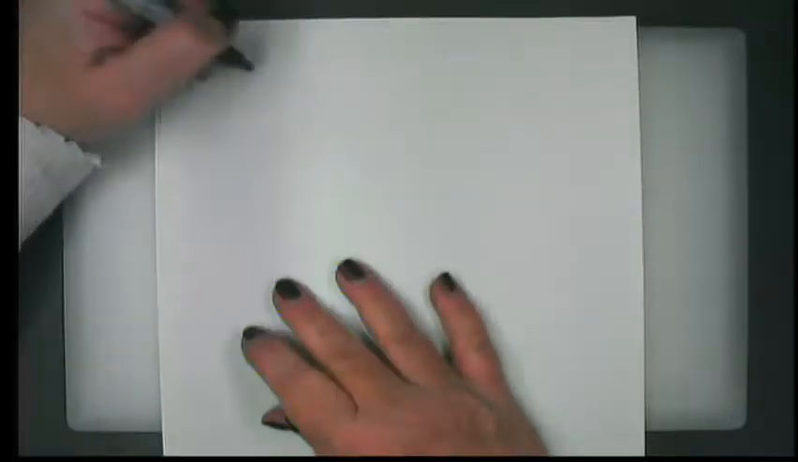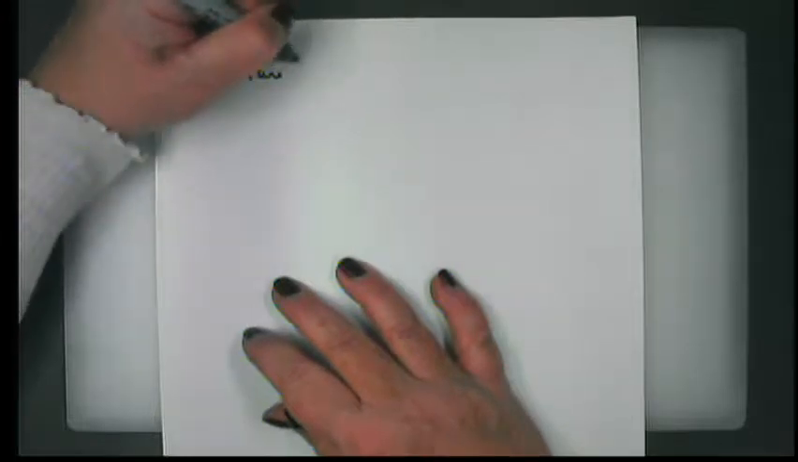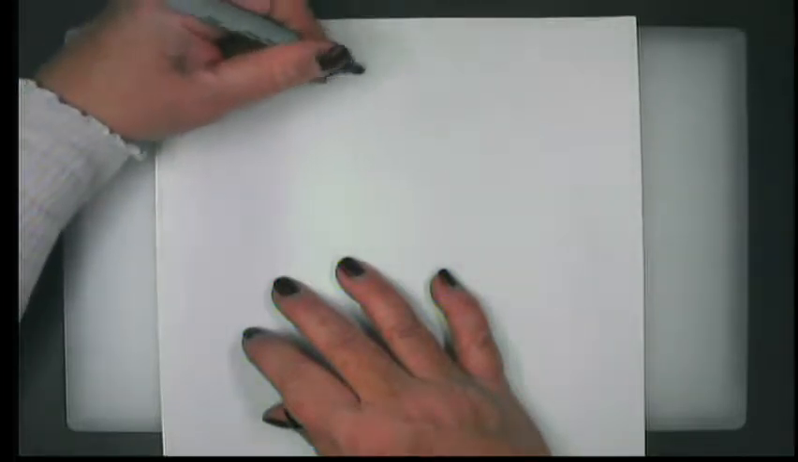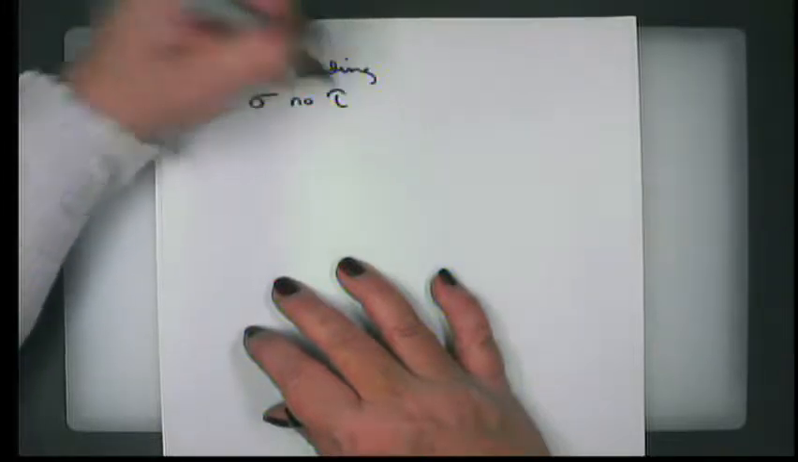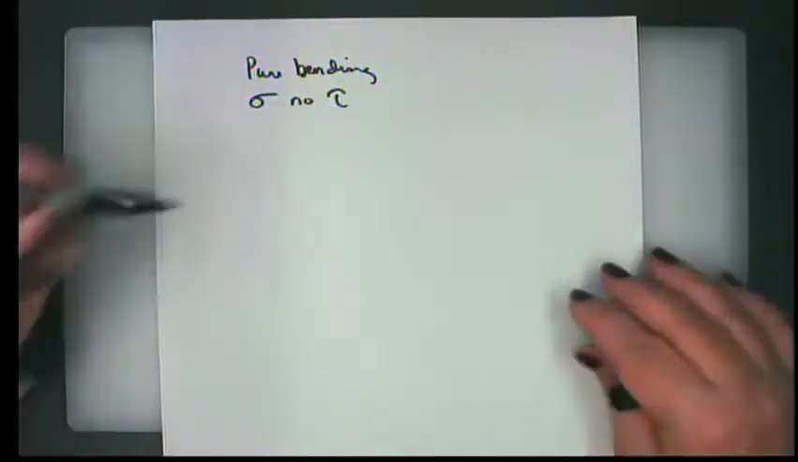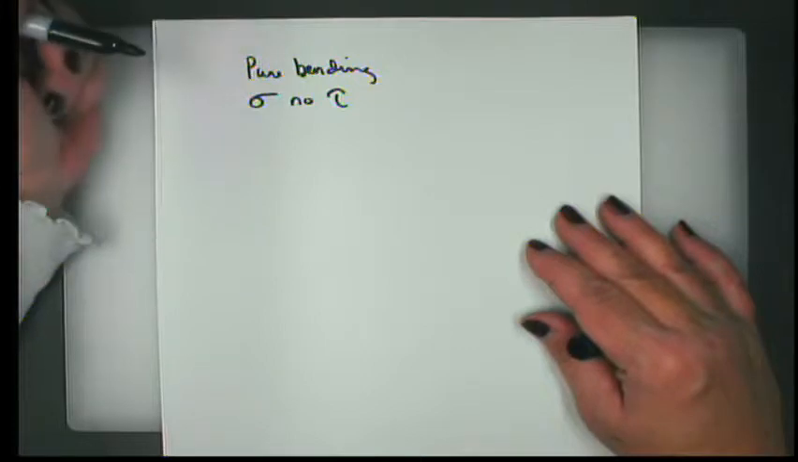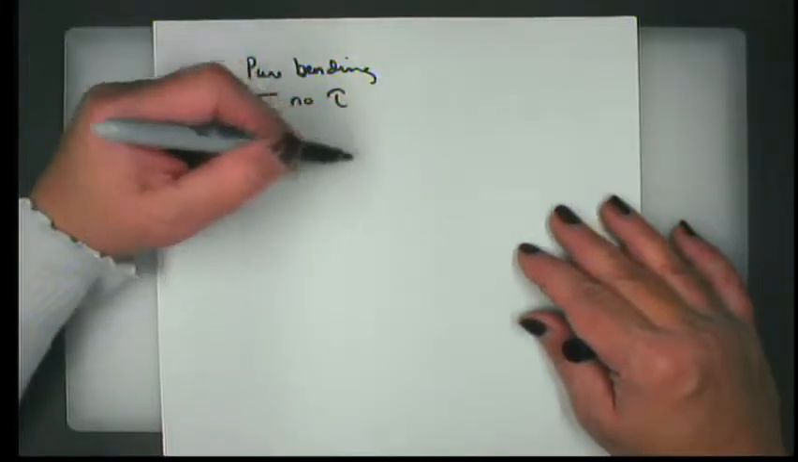The first thing that we talked about last time, I'm going to review this in just a split second. But we talked about pure bending, which we referred to as a situation where we had sigma but no tau. So in other words, we have only normal stress, no shearing stress. The more general case of bending involves both.